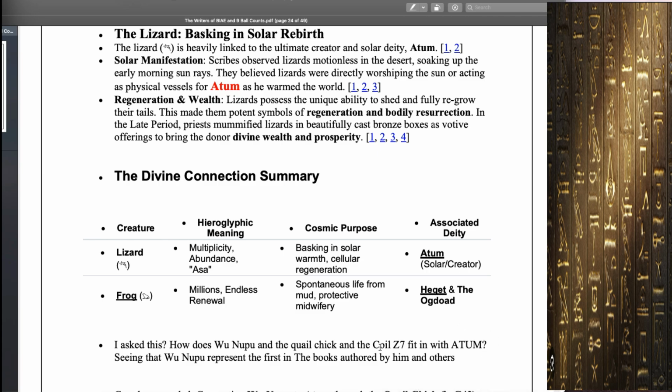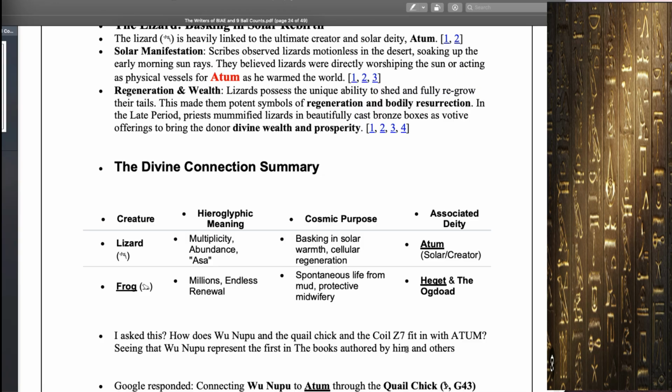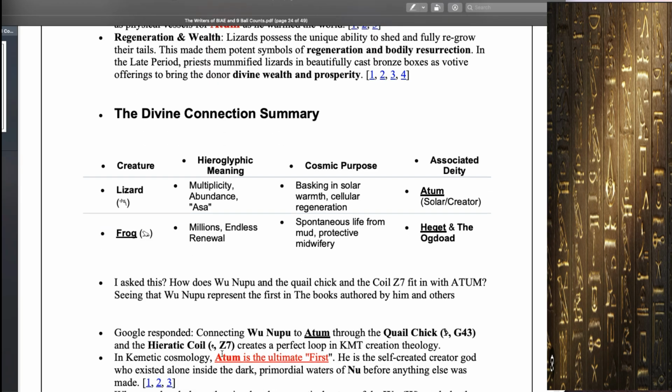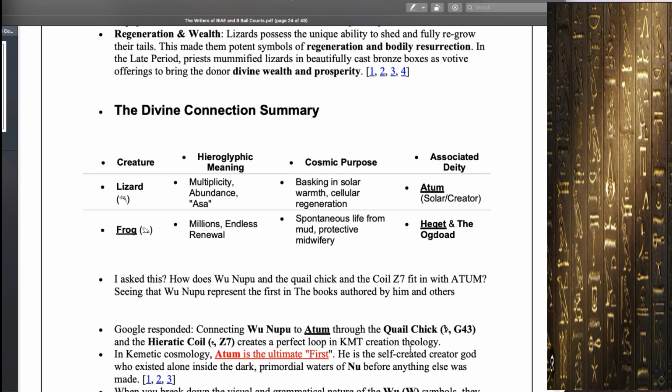So I asked this: how does Nupu and the quail chick and the coil Z7 fit in with Atum? Saying that Nupu represents the first in the books authored by him and others, talking about Amenubi Rakapata, aka Afro Uno. Google responded, connect the Nupu to Atum through the quail chick.